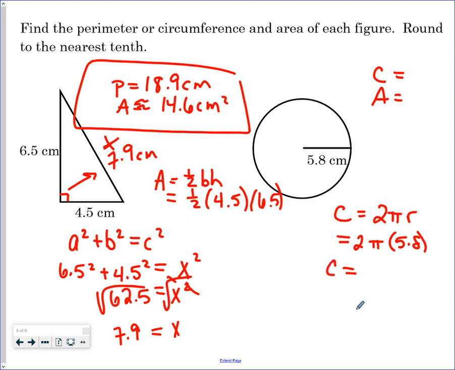If for some reason you don't have a calculator on you, don't use 3.14. It's not really good enough. I would use 3.14159 personally, but really the pi button would be best. So let's round that to the nearest tenth. What do we end up getting here?